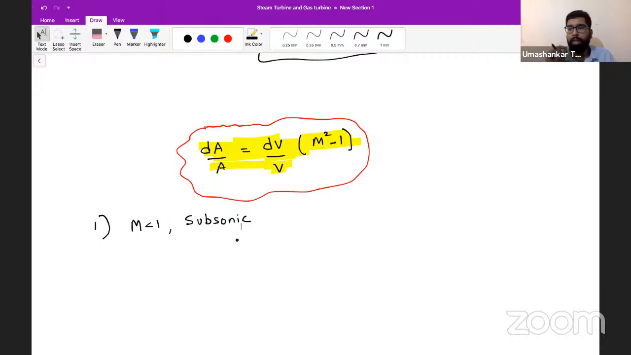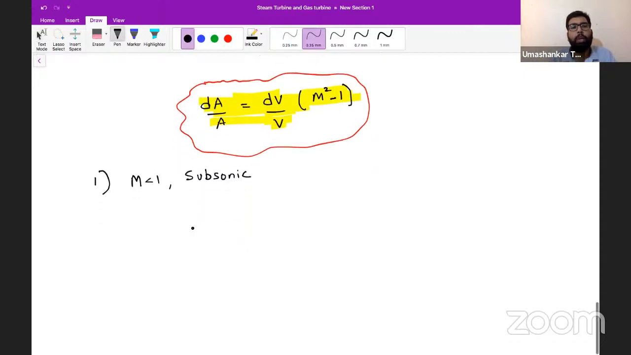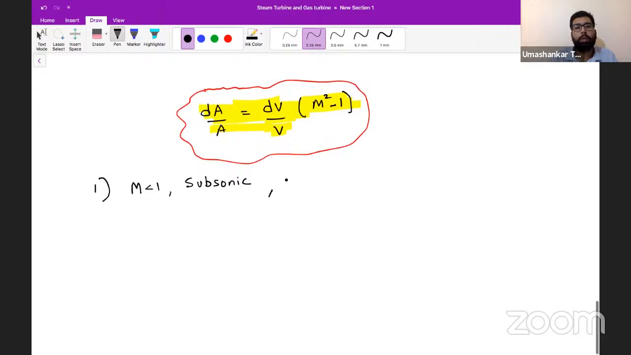Now take care of my wording. I am using this word nozzle again and again. Whenever I say the term nozzle, it means we have to increase the velocity and decrease the pressure. So we are designing here. How should the passage be so that the velocity increases? We are developing a nozzle.